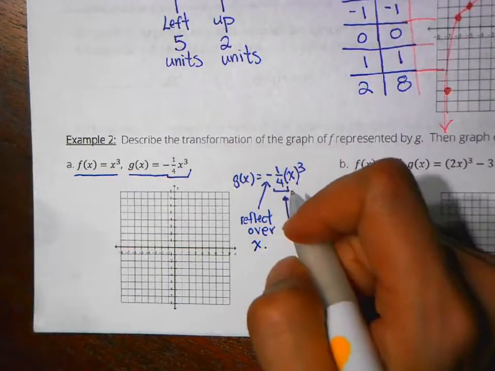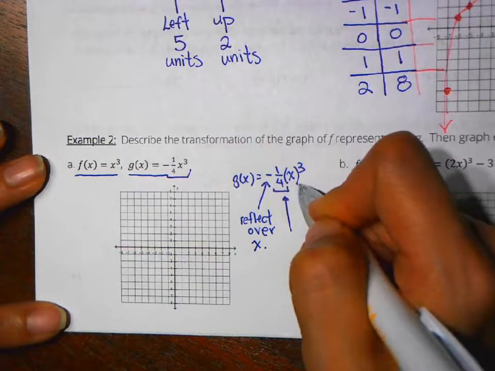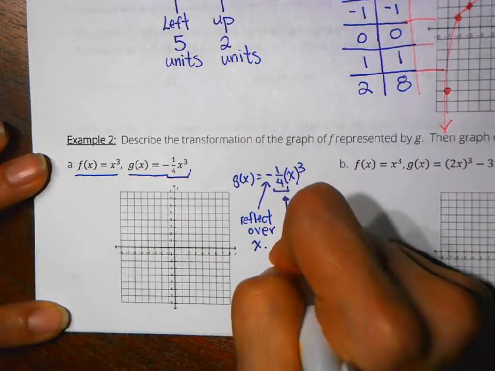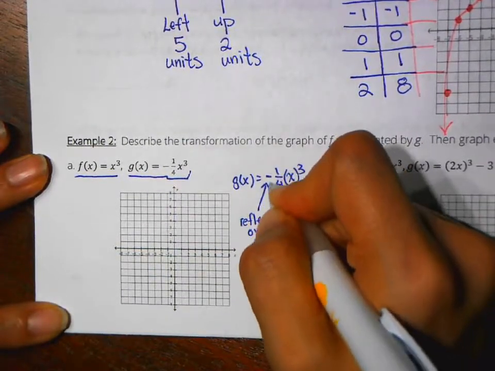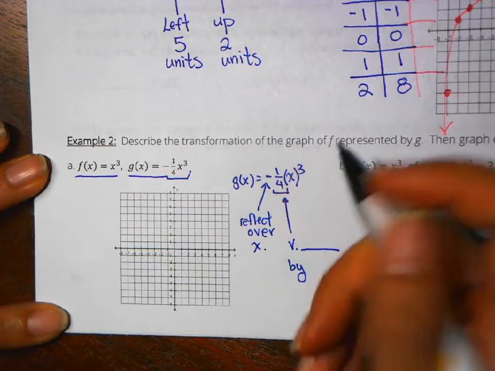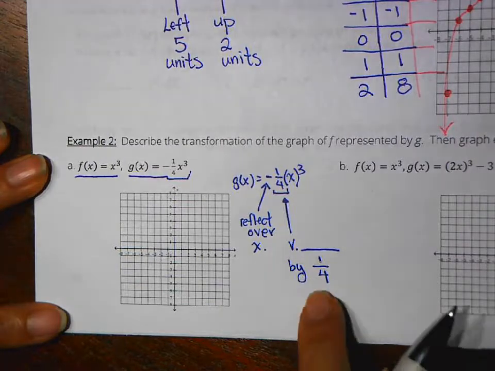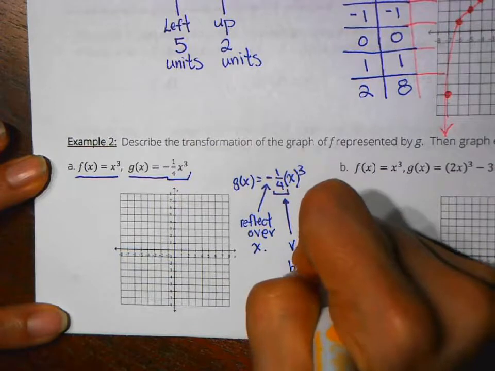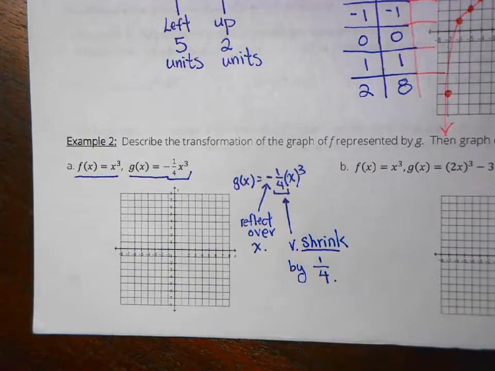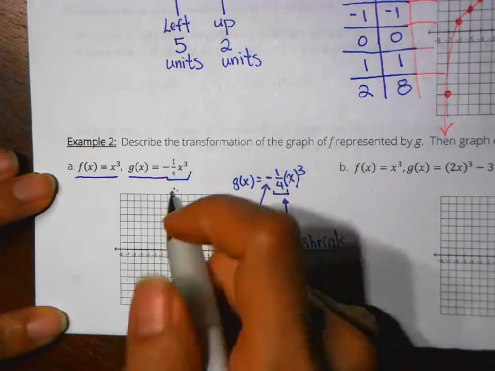Multiplication, it's either a stretch or a shrink. Since this 1/4 is multiplied to the entire equation, x to the third, it is a vertical stretch or shrink by a factor of 1/4, since it is outside and applied to the entire equation. Because 1/4 is between 0 and 1, this is a vertical shrink by a factor of 1/4. So that's my description.